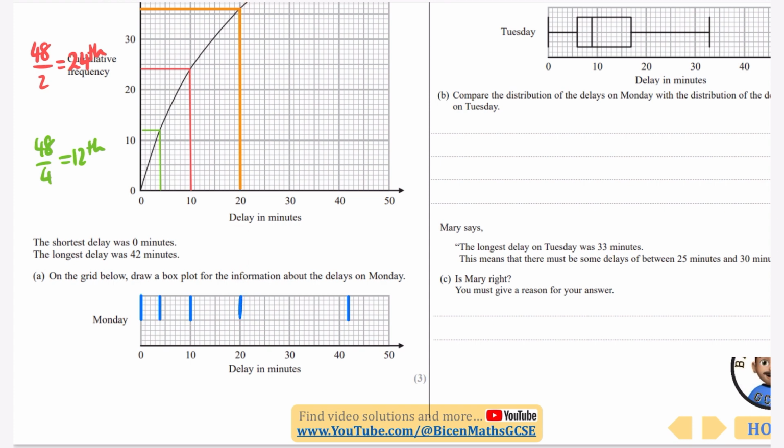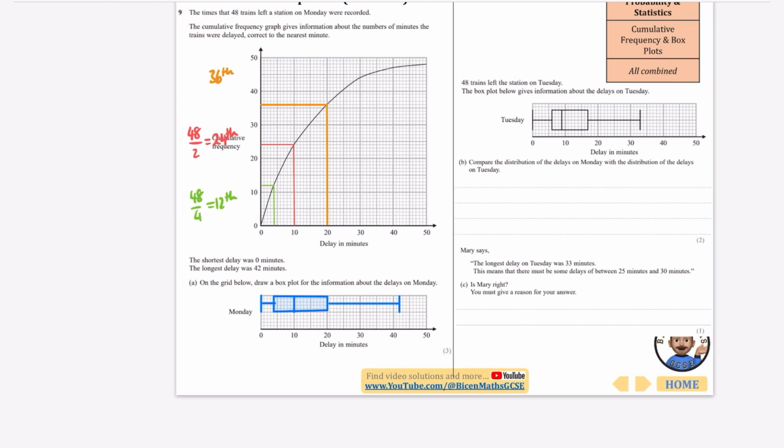So I'm going to put the 20 as this part and I'm going to connect the central box together and we're done. So again, I think my box is going to be perhaps a little bit wonky, but it would still give you the marks.